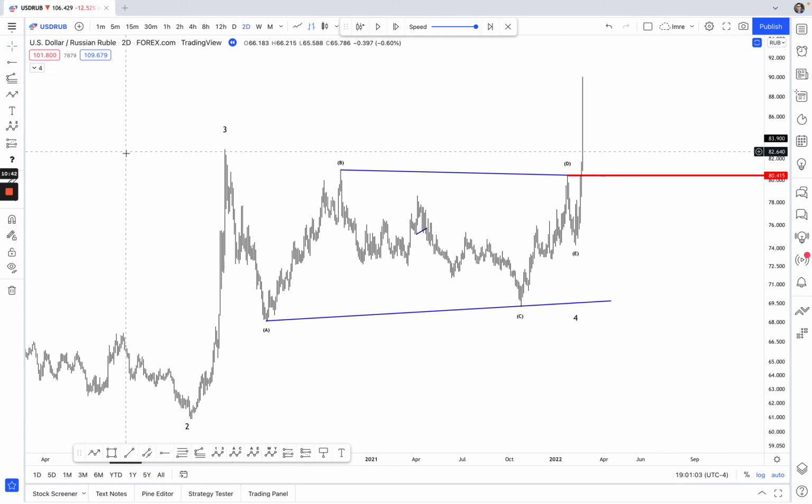Now that is the exception. It's not the rule. I will usually not take an entry like that. So like I said, my general rule of thumb is to wait for break of wave D.